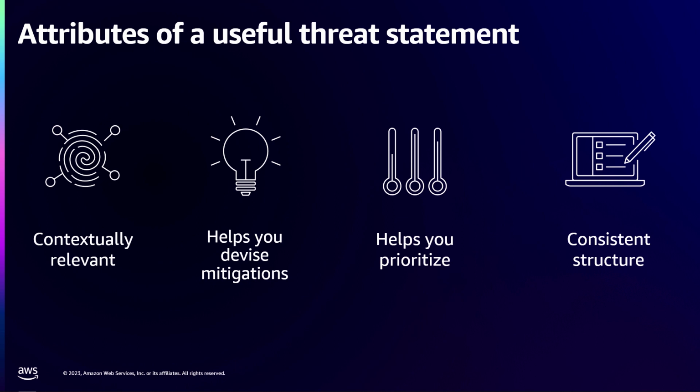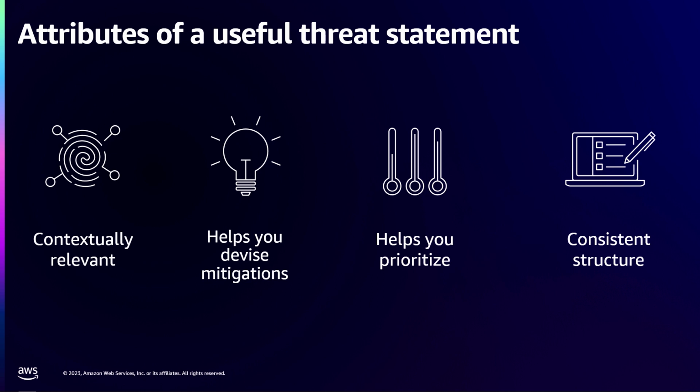The attributes of a useful threat statement are, first and foremost, that it needs to be contextually relevant. It's very seldom that a generic threat statement that someone's pulled off the internet is going to be useful. This requires you to think about things in the context of the system that you're building. Next, it should contain information that helps you actually devise a risk response strategy and mitigation. This is often about including information about the attacker, the actions that they're taking, and any prerequisites that would need to be true in order for that attack to be successful.